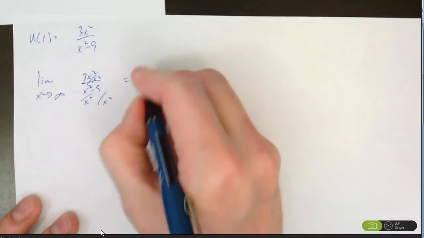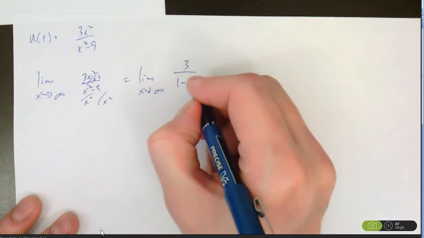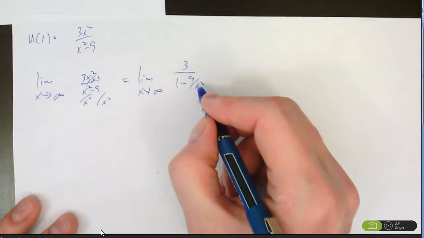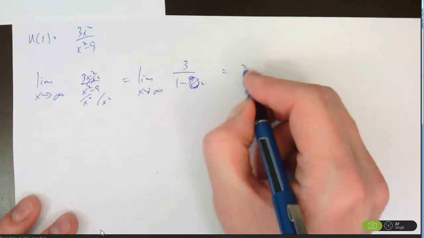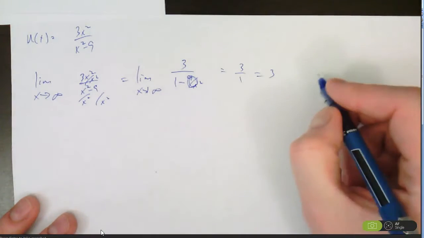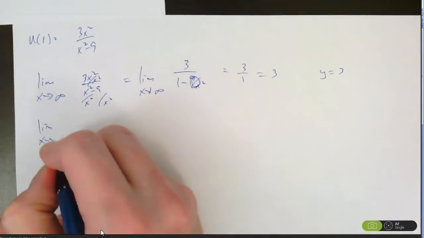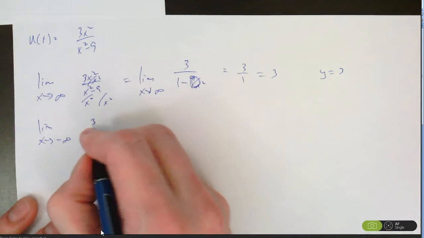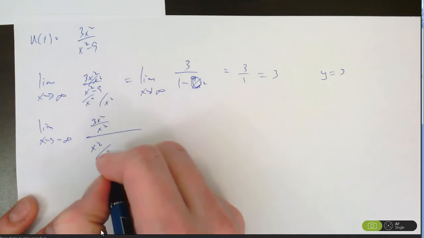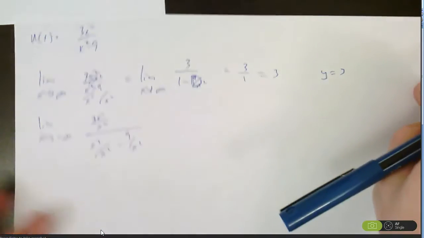Okay. What that leaves us with is the limit as x approaches infinity of 3 over 1 minus 9 over x squared. As I throw infinity in, 9 over infinity goes to 0. We get 3. So to the right, our asymptote is y equals 3. And then when we do the limit as x approaches negative infinity, it's just the same thing. But we still have to go through the trouble of doing this because, even though we haven't seen it for a while, there were some functions that had different asymptotes to the right and to the left.